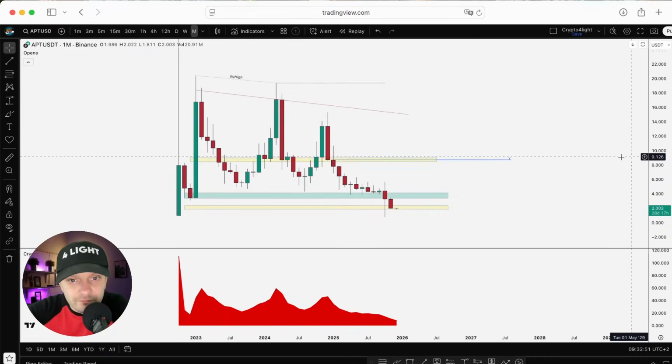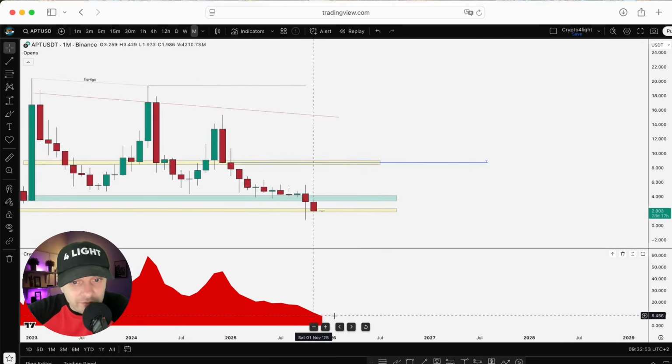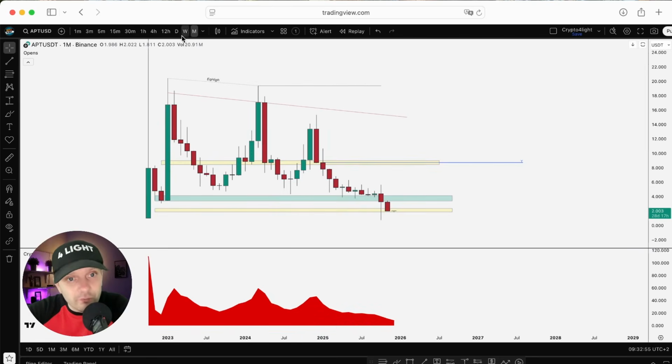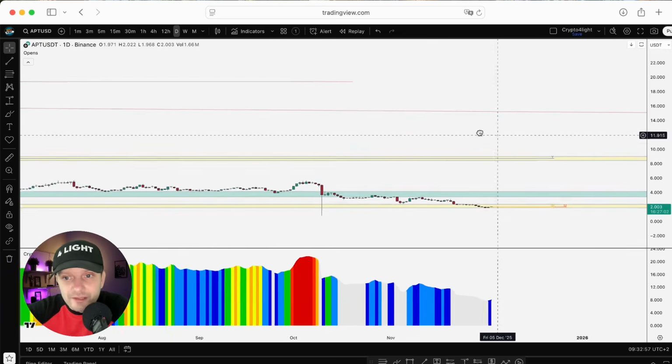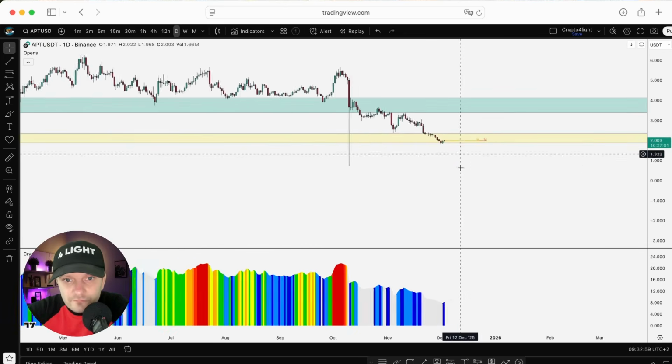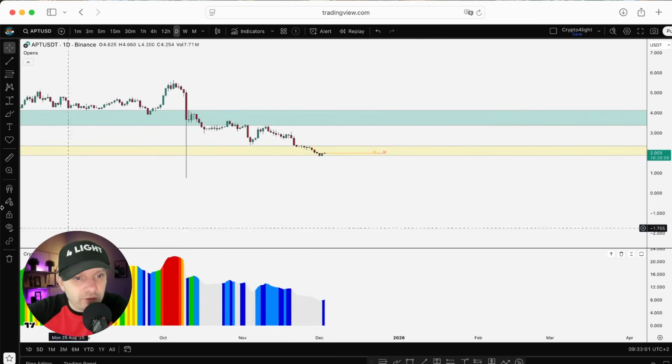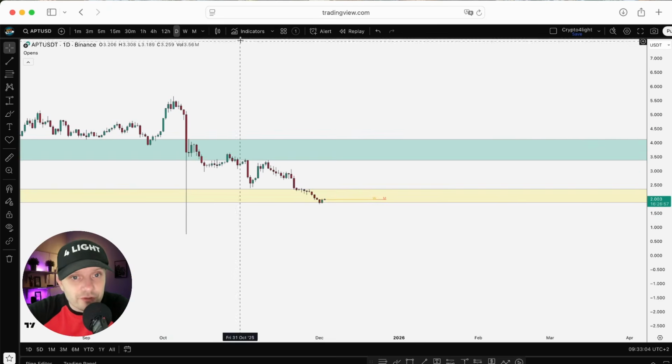What will happen next, guys, with this token? Nobody knows. This is still a free on a monthly. This is what I don't like. Daily, it's capitulation in disbelief. It's bullish.